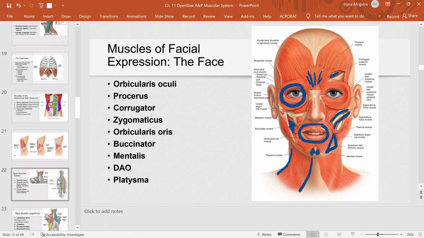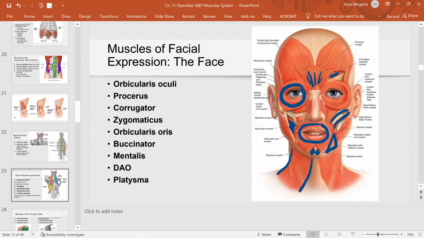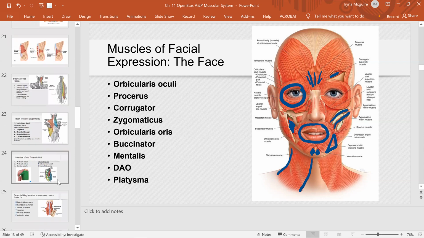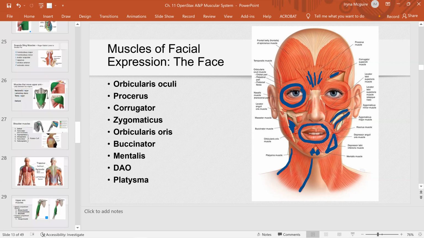But to start learning about all these details, first, at least, we want to be able to find them on pictures, on diagrams, on mannequins, on our body. We want to find them and remember their names. And then we will go into more specific details about those muscles.